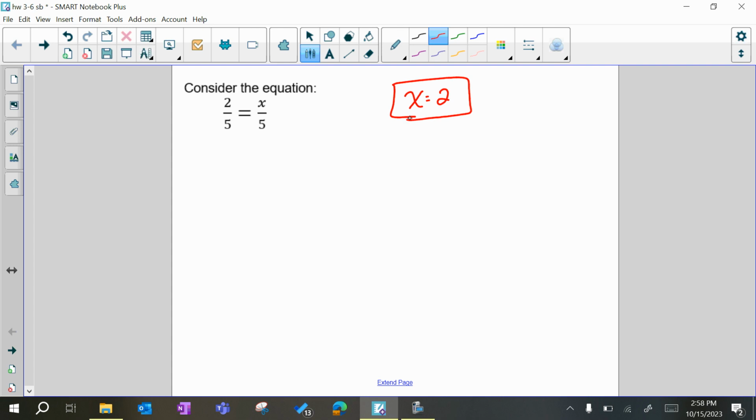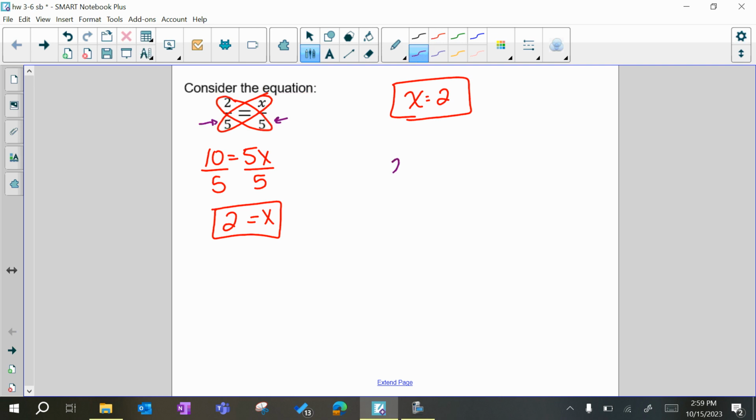But you might remember back to middle school and we could solve this proportion by cross multiplying. 2 times 5 is 10, 5 times x is 5x, and then I divide both sides by 5, so I get x equals 2. This only works because I had common denominators.